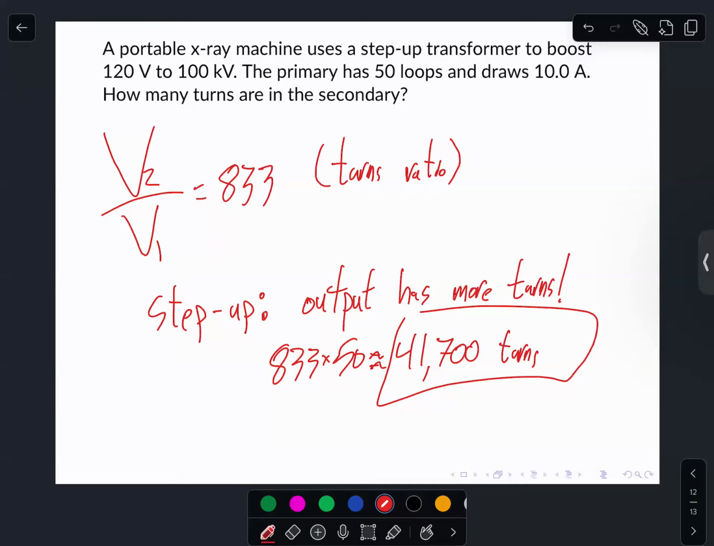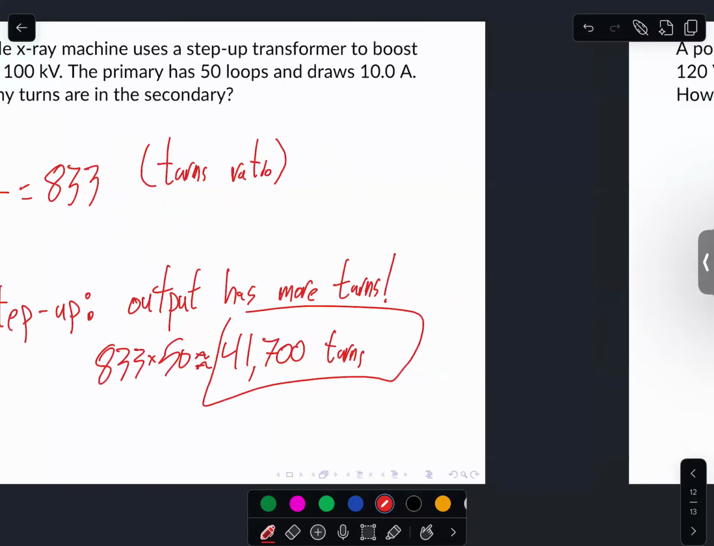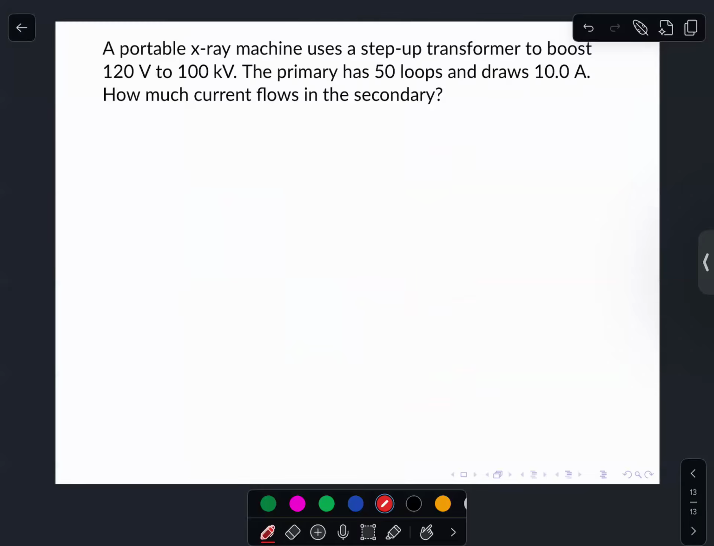Turns ratio is 833, and the turns go up, so 833 times 50. Do you hear what I'm saying? Okay, so you've got 50 turns in the primary, 41,700 turns in the secondary. The last question is how much current flows in the secondary?